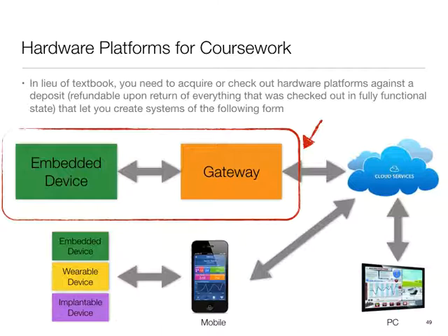Then you can check it out against a deposit, with the deal being you return it in fully functional condition. But of course, you're welcome to buy them yourself. Between the smartphone, I also have a supply of Raspberry Pi Zeros, which you can check out, and they're pretty cheap, like $10.